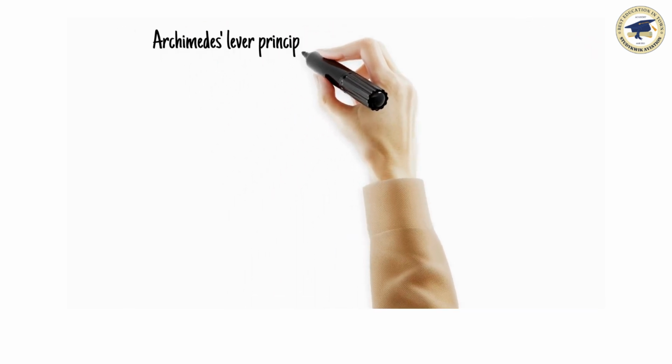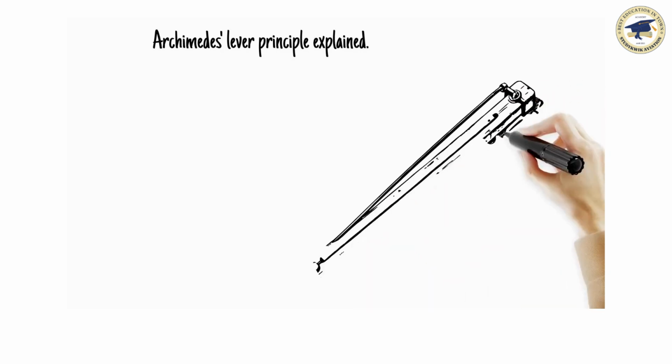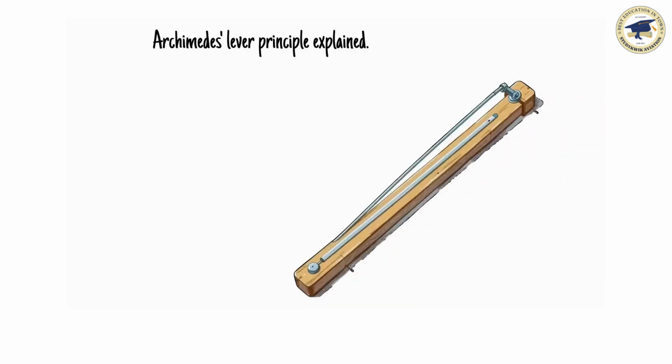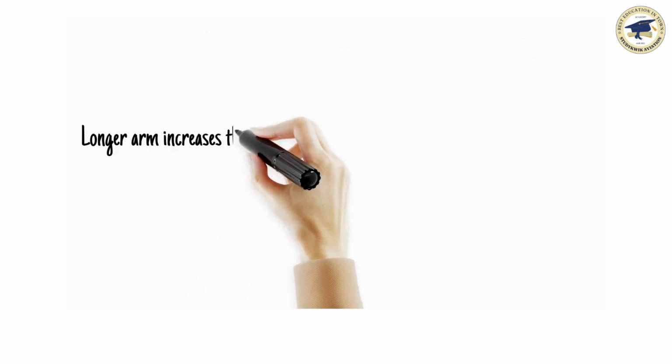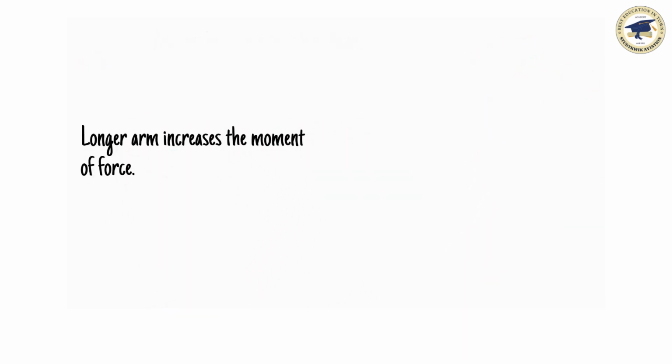Archimedes famously said, "Give me a lever long enough and a pivot, and I can move the world." In other words, a small force can achieve a big effect if the distance from the pivot, the arm, is long enough. Mathematically, moment of force equals force times arm length. The longer the arm, the greater the moment, even with the same force.